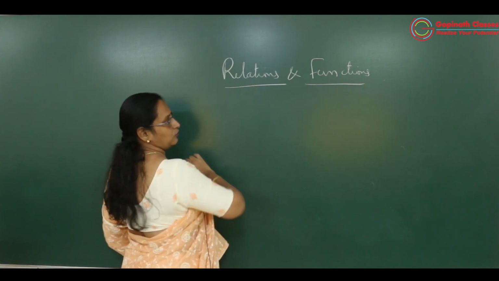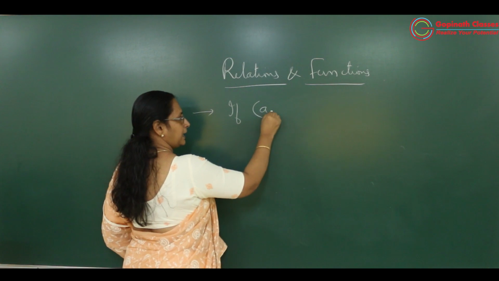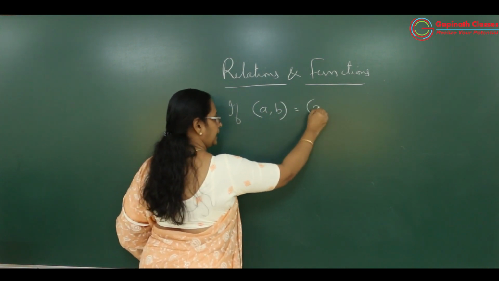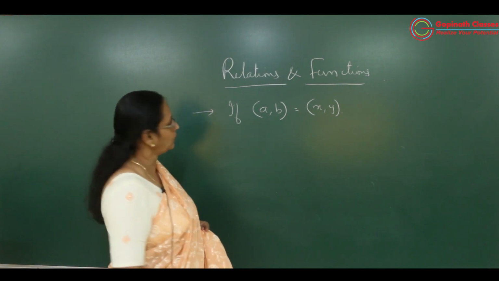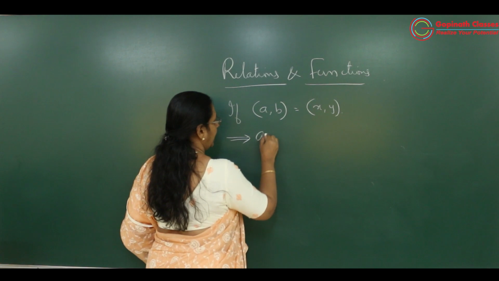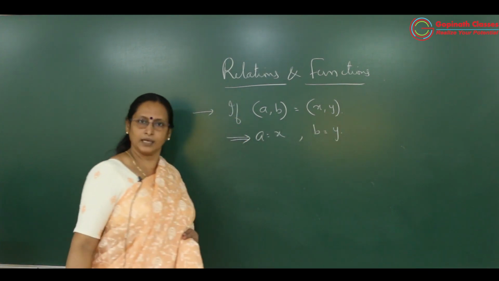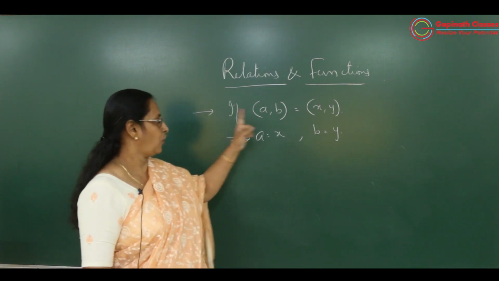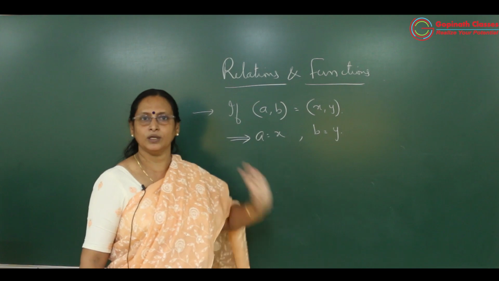Equality of ordered pairs. I can say that if one ordered pair (a, b) is equal to another ordered pair (x, y), what does this mean? It means a equals x and b equals y. That is the meaning of it. If ordered pair (a, b) is equal to ordered pair (x, y), then a equals x and b equals y.